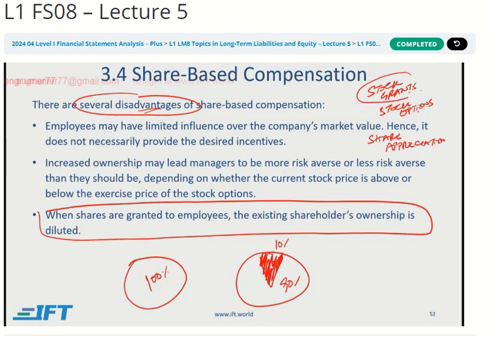That would happen in the case of a stock grant, that would happen in the case of a stock option, but it would not happen in the case of a share appreciation right, because in the case of a share appreciation right, you don't give them the actual shares, you just give them compensation if the share appreciates. So this problem is not there with share appreciation rights. Then for your other two, right, which is employees have a limited influence over the share price.